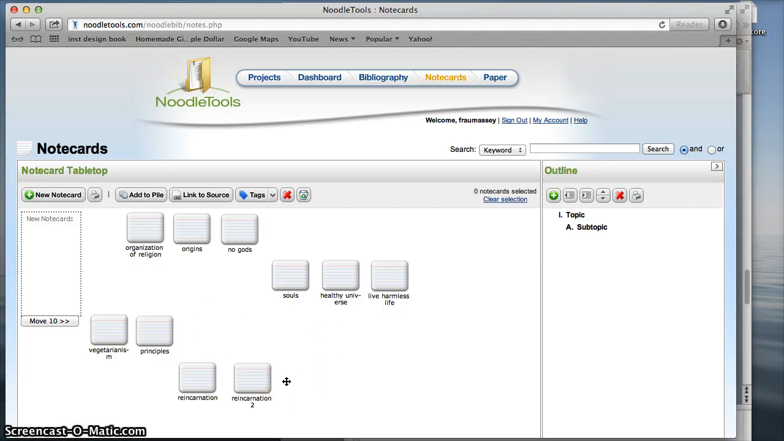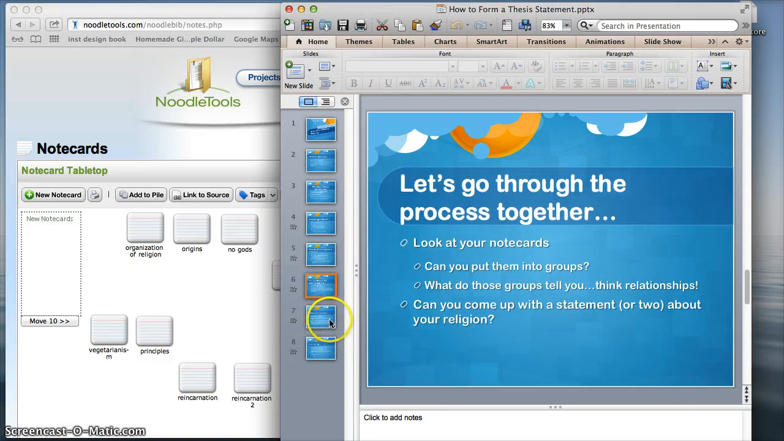Now, really, I should have a whole lot more fact cards, but this is an example that shows you probably how your fact cards are going to look by the time I ask you to make a thesis statement. So let's go back here.